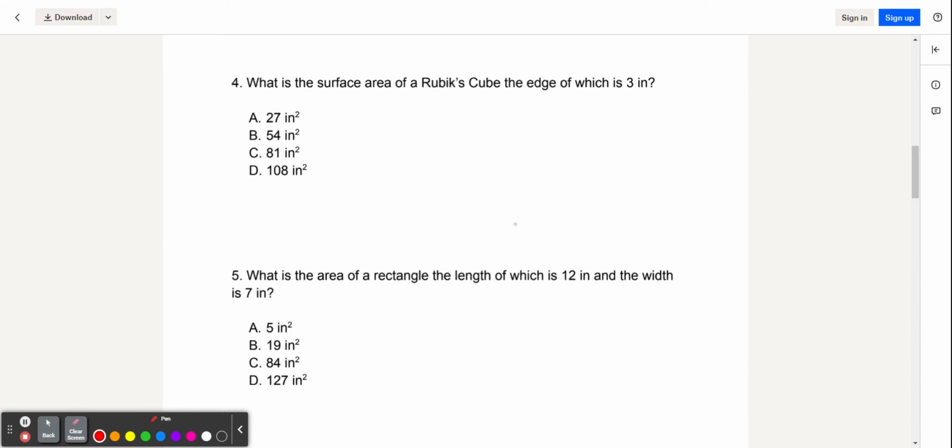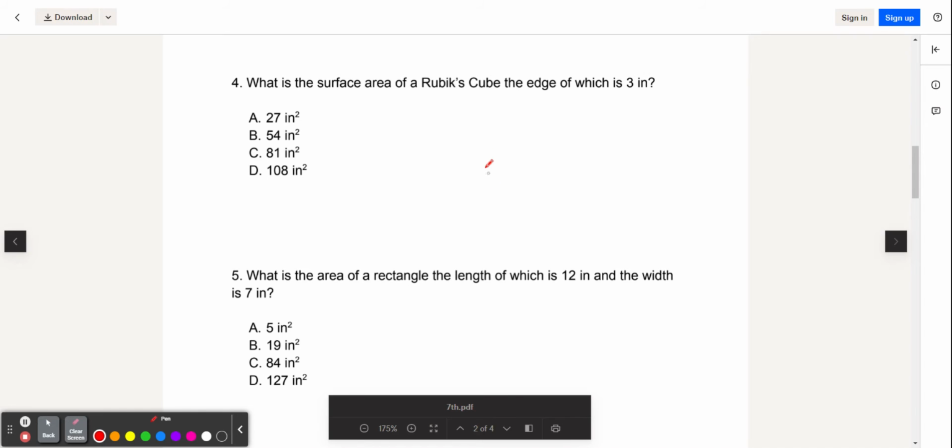Number 4 asks again the surface area, but this time it's of a cube. A Rubik's Cube to be exact. So let's draw our cube.